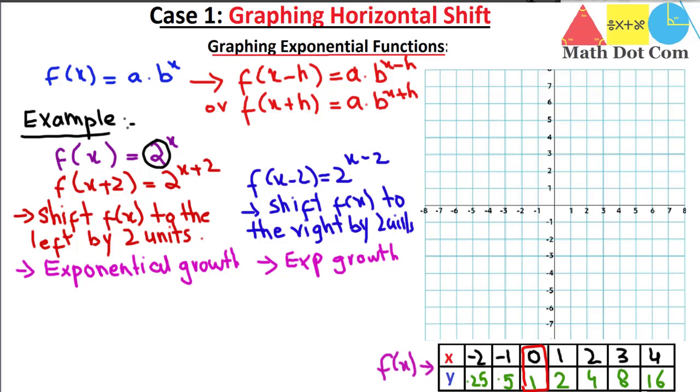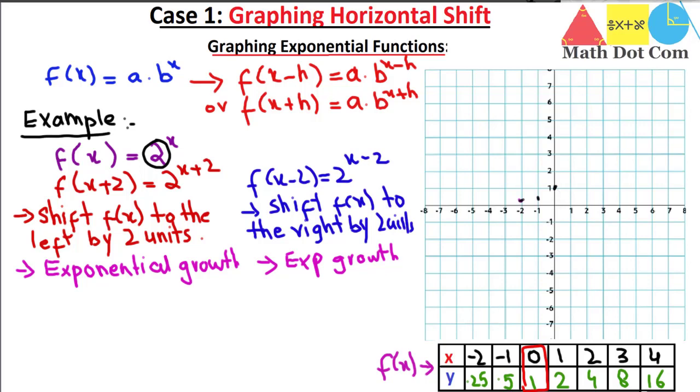First of all, we have (-2, 0.25). So -2 is x and 0.25 is y, so it will be a point somewhere here. If I use a black color, then we have (-1, 0.5). It will be a point here. Then we have (0, 1).